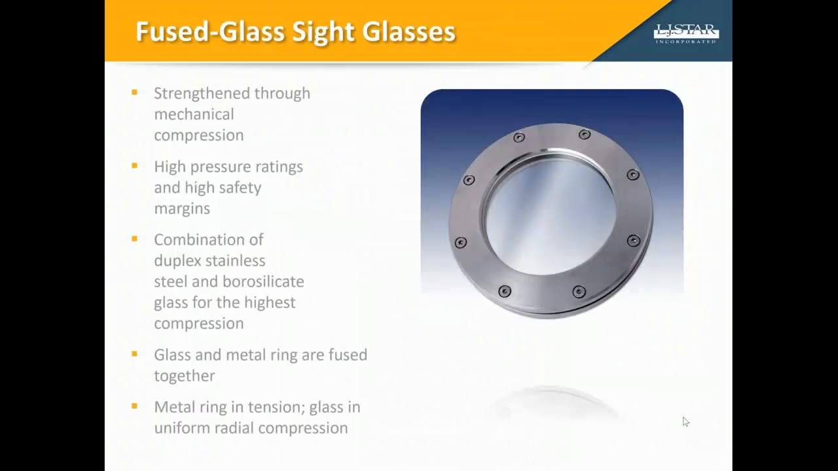During heating, the glass is melted within the metal ring as the ring expands. As it cools, the glass and the metal ring fuse together. When the unit cools, the glass hardens before the metal ring shrinks back to its original size. This process places the metal ring in tension and the glass in uniform radial compression. Glass can tolerate very high levels of compression.